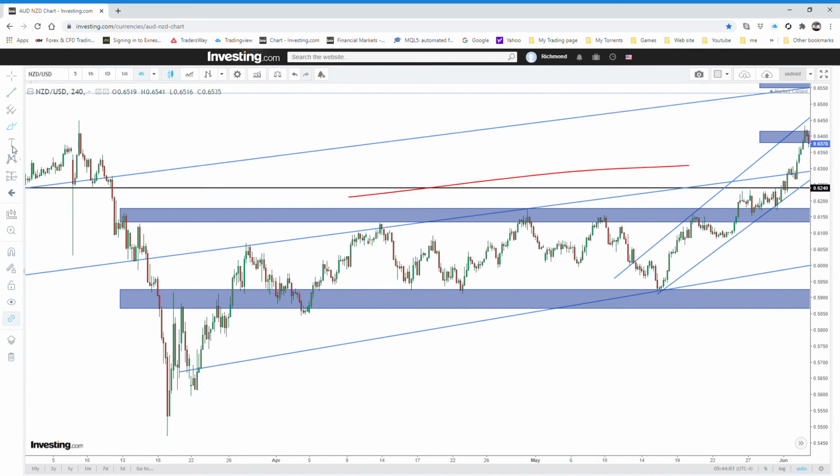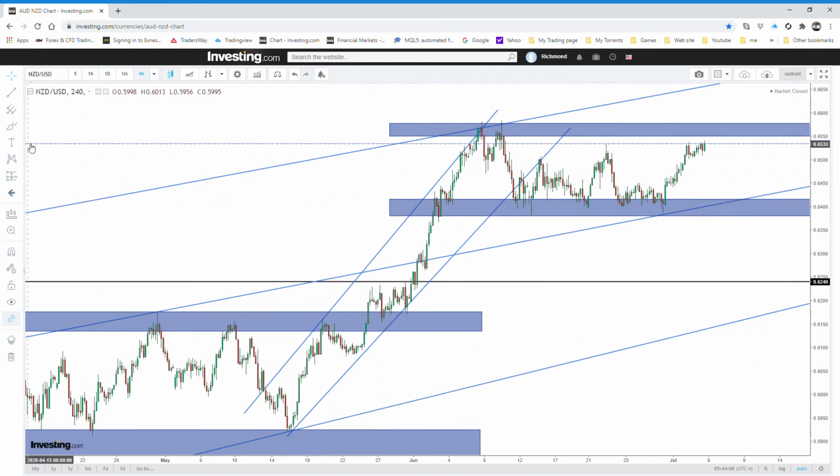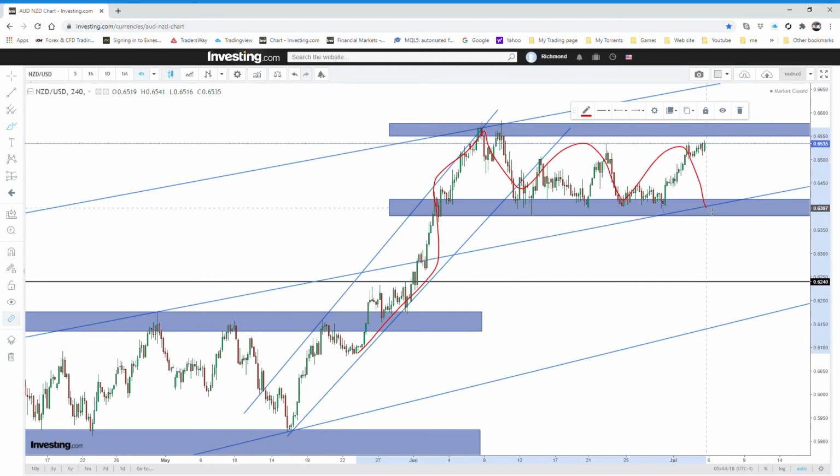So at that point it broke the support and resistance. It created another support and resistance. From this point it created another support and resistance, and this is what's been happening. If you look at the time frame, check it.